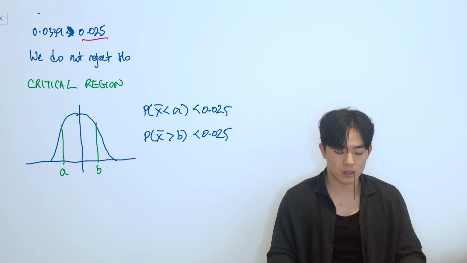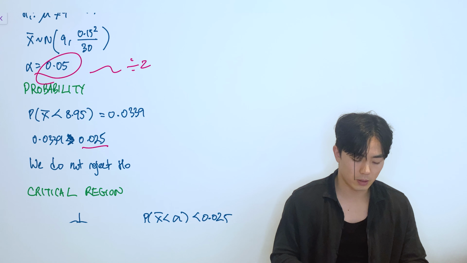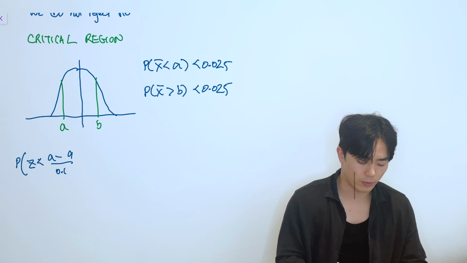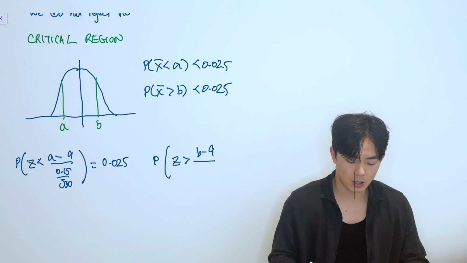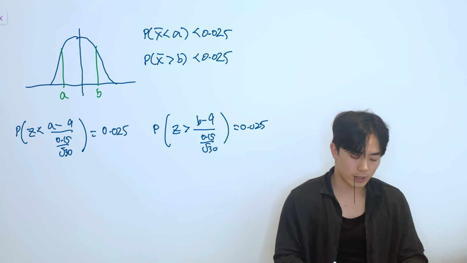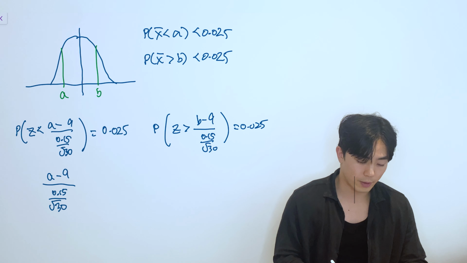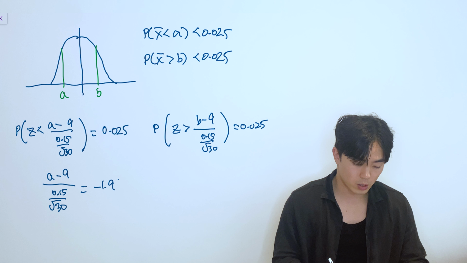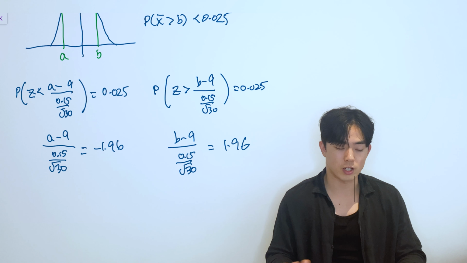To find this, we have to standardize it. For the first one, we get the probability that Z is less than (A minus 9) over 0.15 over root 30, equal to 0.025. And the second one will be the probability that Z is larger than (B minus 9) over 0.15 over root 30, equal to 0.025 as well. Then you can use the inverse function on the calculator. For 0.025, you get a value of minus 1.96 for the first one, and for the second one you get plus 1.96, which you can just rearrange to find A and B.